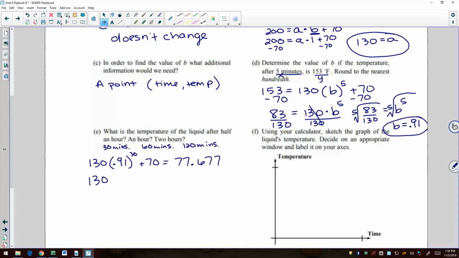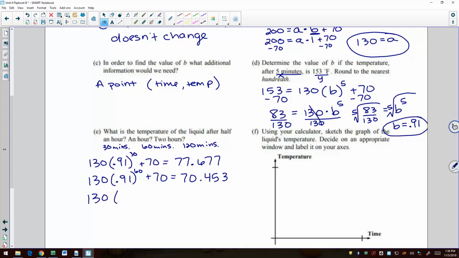Again, you're going to do this because now we know our A, our B, and our C, so we can plug in any time we want. And now they asked us to evaluate it after 1 hour. That's 60 minutes. So that is 70.453. Now, if you use your common sense, that should make sense that the temperature went down as time goes on. Your liquid's going to get cooler.